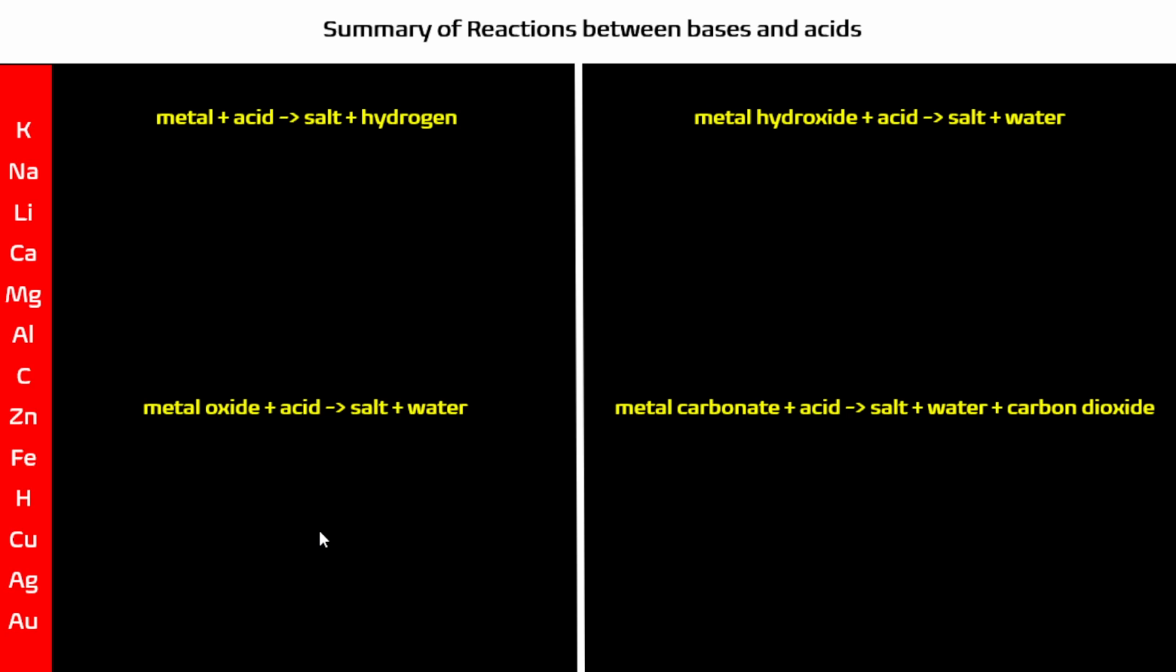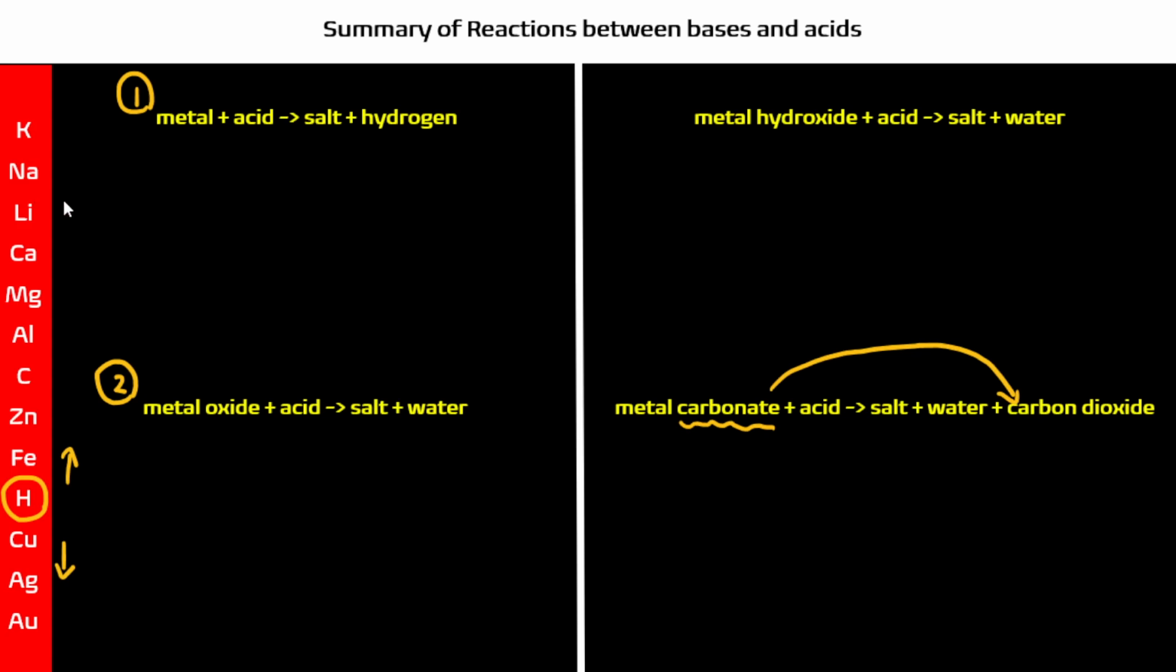Now, to summarize the reactions between bases and acids, we have 4 equations. For metals above hydrogen in the reactivity series, we will use the first equation. And if the metals are below hydrogen in the reactivity series, they have very, very low reactivity. That's why we need to find an oxide for them. And for the third and fourth, it is essentially the same, but for the fourth equation, you have to take care of the fact that since we have carbonate, we are going to produce carbon dioxide.